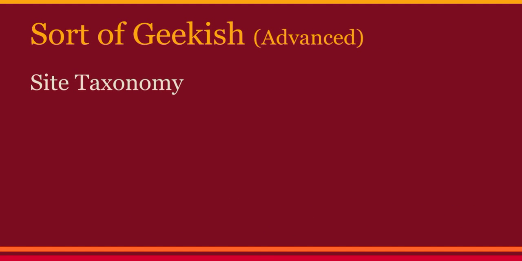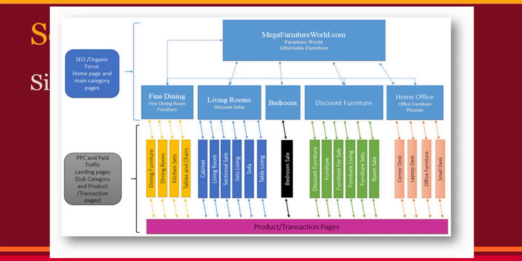Now we can get sort of geekish. We can get into that advanced level of talking to these programs, and the way that we do that is what's called site taxonomy. As an example of site taxonomy, I'm going to show you Mega Furniture. At the home page level, up at the very top level, we have picked a few organic keywords that can be very vital to this particular company, and that home page should have category links.